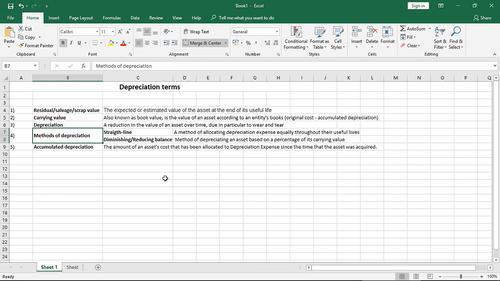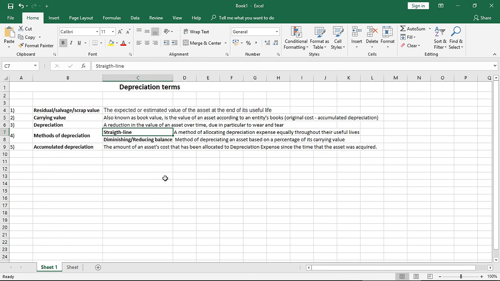The fourth one we'll be looking at is two very common methods of depreciation. The first one is known as the straight line method, which is the most common method of depreciation. What is the straight line method? The straight line method is a method of allocating depreciation expense equally throughout the asset's useful life. So the straight line method of depreciation means that the depreciation for each year of that asset will be exactly the same, each year going forward.